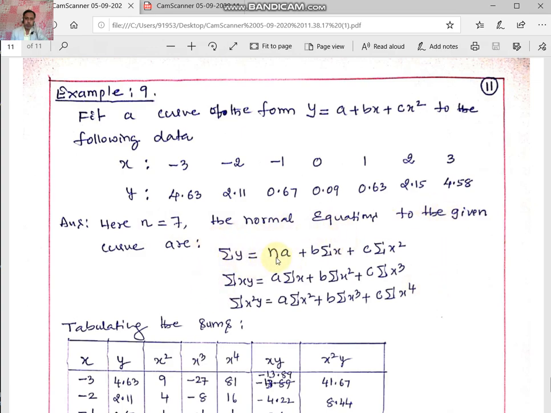Sigma y is equal to n times a. Applying sigma to a, adding n times is na plus b times sigma x plus c times sigma x square. Multiply this equation by x: sigma xy is equal to a sigma x plus b sigma x square plus c sigma x cube. Once again multiplying by x, it is sigma x square y is equal to a sigma x square plus b sigma x cube plus c sigma x to the power 4.